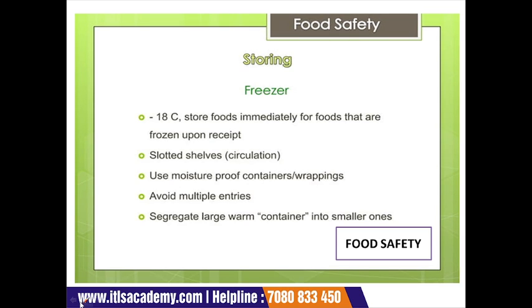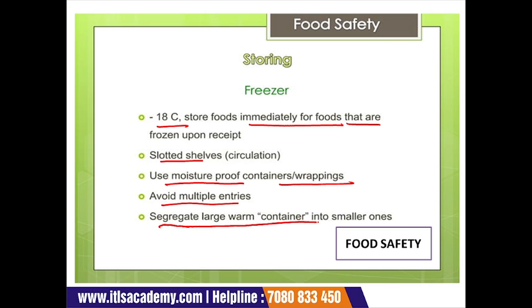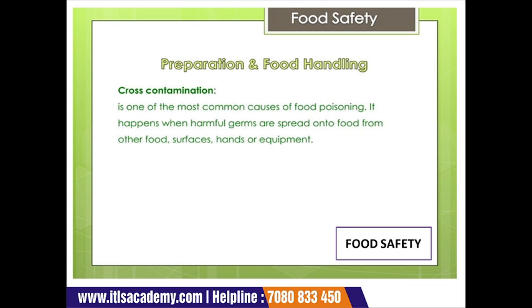Now, freezer condition. In the freezer, we store the food products that should be frozen, and they should be stored at -18 degrees Celsius or below. They should be stored immediately when they are received. Store on a shelf, use moisture-proof container wrapping, avoid multiple entries, and segregate large warm containers into smaller ones. The remaining points are the same as for cooling temperature.